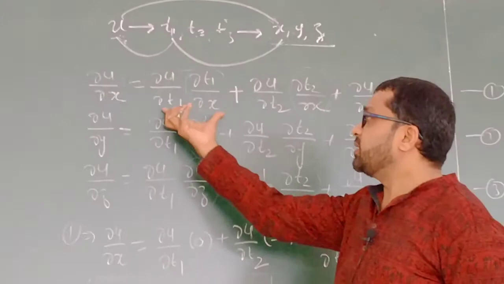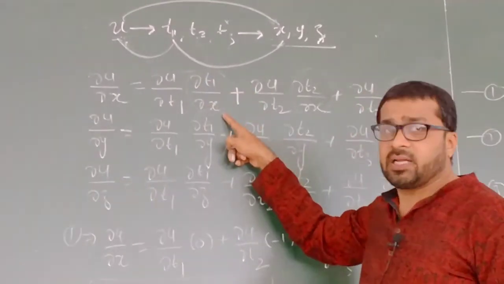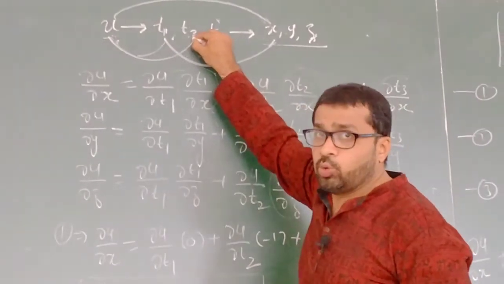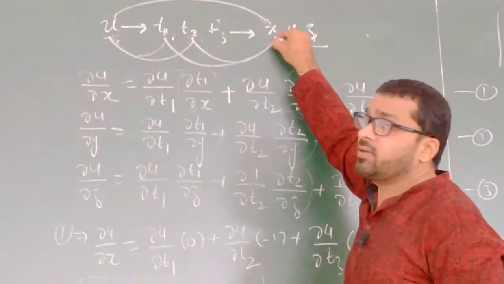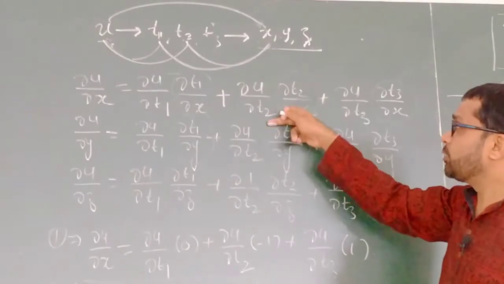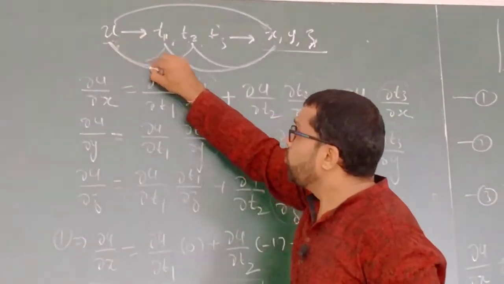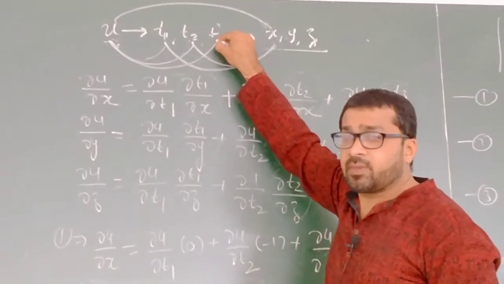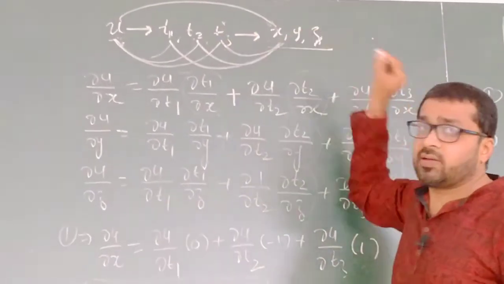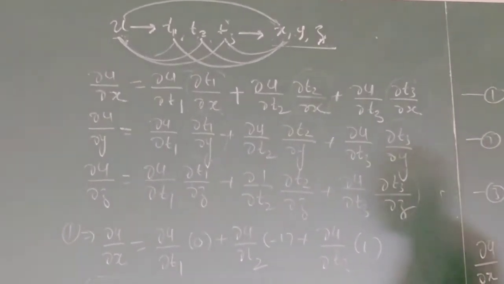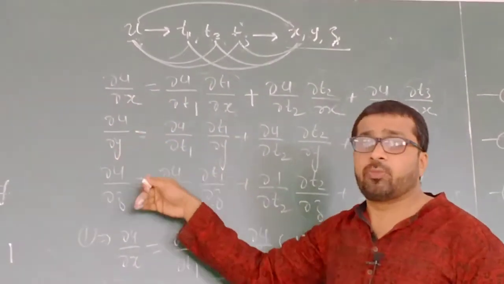This will be the first quantity, that is del u by del t1 by del x, plus then I differentiate the u with respect to t2 and t2 with respect to again x, so del u by del t2 by del x. Then again I differentiate the u with respect to t3 and t3 with respect to again x, that is del u by del t3 and del t3 by del x. Similarly we have to find out the del u by del y and del u by del z.